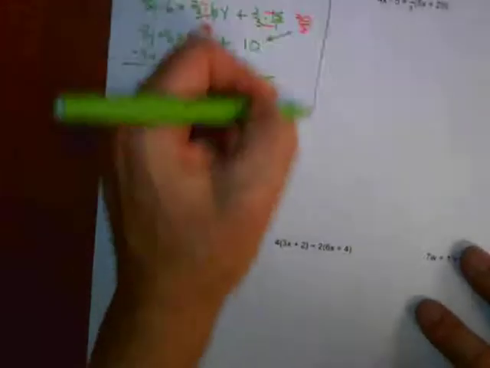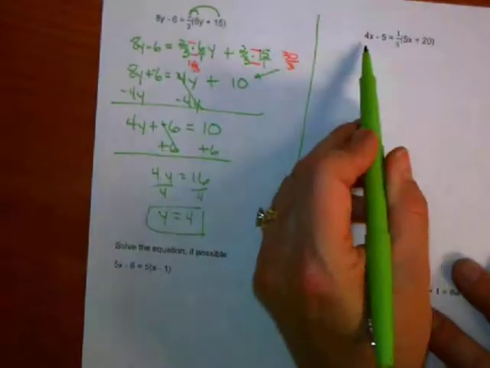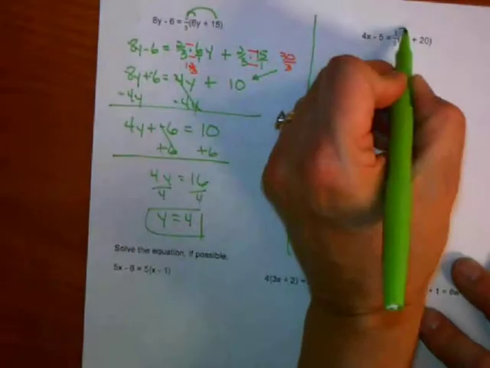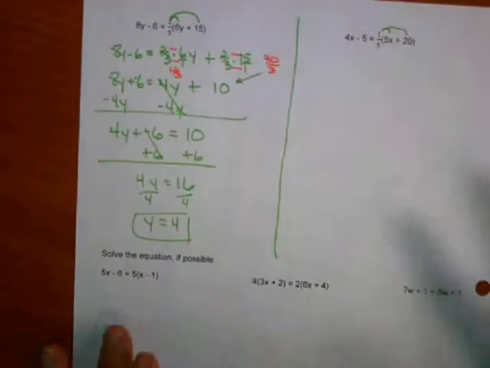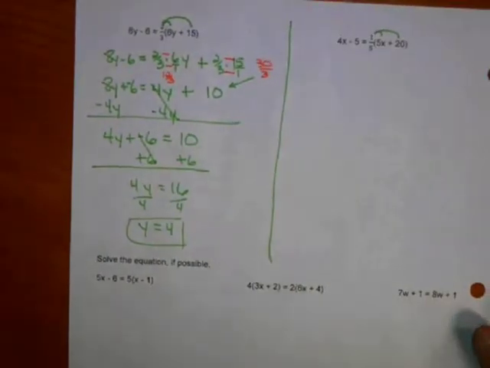Okay, I want you to try this one. It's the same idea as this one. You have to distribute that fraction. So just try setting it up on your own. Distribute that fraction.